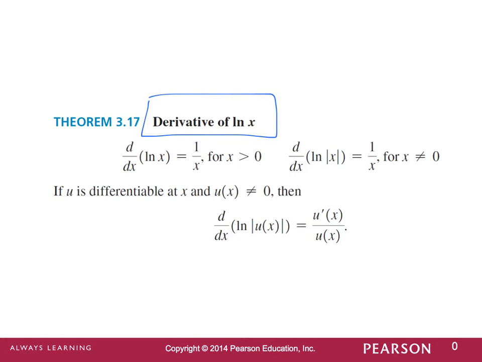However, what if we have a function inside of the natural log? So we have a composite function, a function inside of the natural log function. As long as this function inside that we're going to call u is differentiable at x, and u is not equal to 0, which is important because it's inside the natural log, then the derivative of the natural log of the absolute value of some function u is going to equal u prime over u. So the derivative of the natural log puts the function in the denominator, and then, because of the chain rule, we pop out the derivative of that inside function.